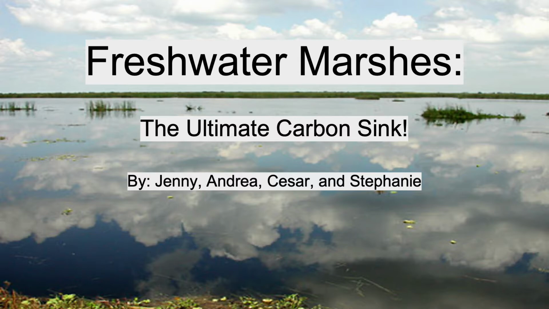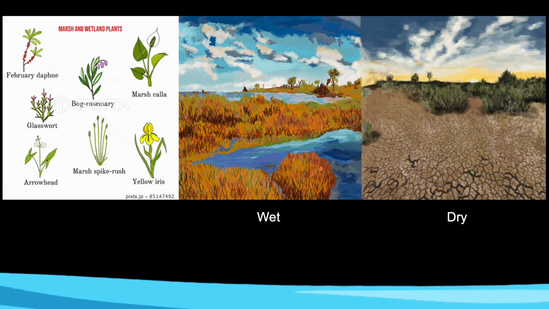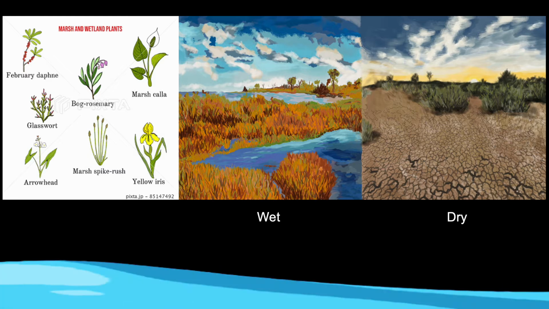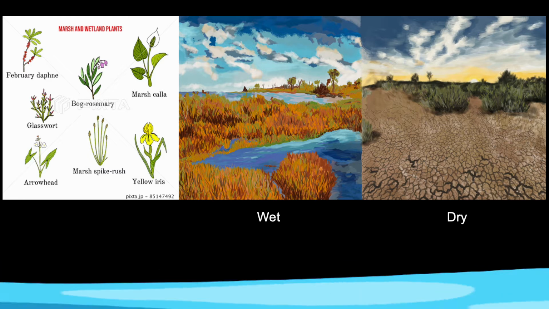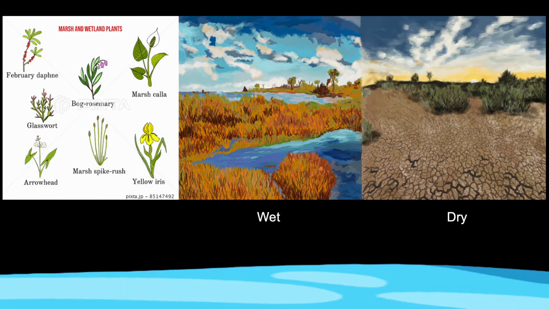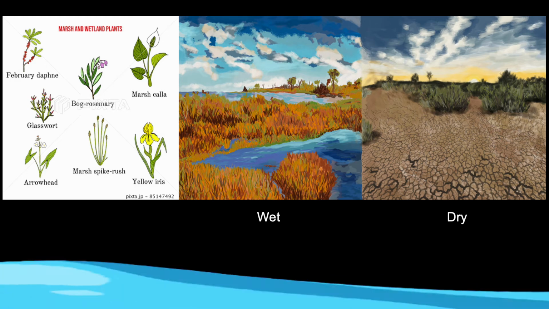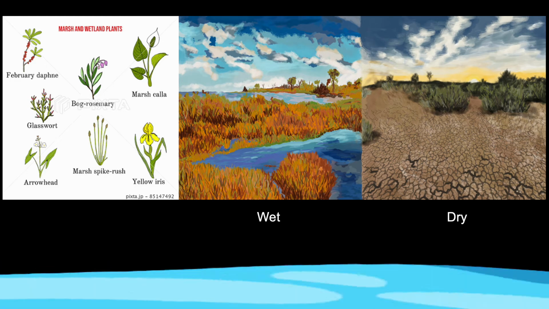Let's get started. Before we talk about freshwater marshes, let's discuss what exactly a marsh is. A marsh is a wetland that is dominated by herbaceous plants, which means they are not woody. These plants are rooted in and generally emergent from shallow water that stands at or above the surface for much of the year. What are the main characteristics of a Florida marsh?